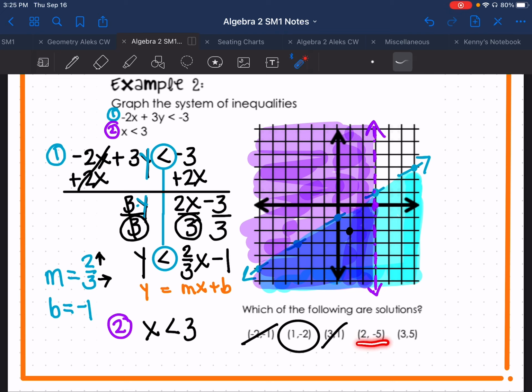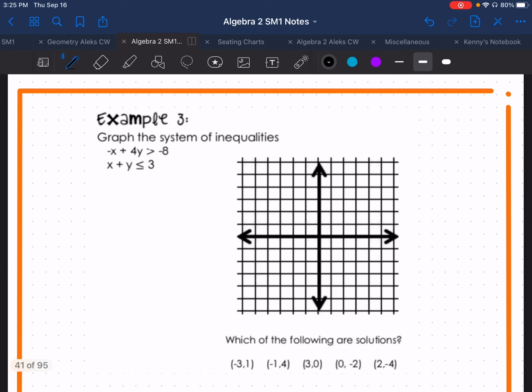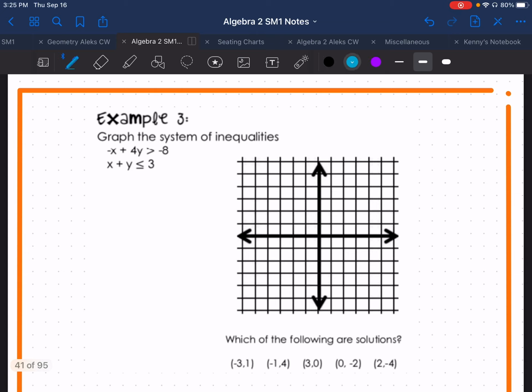Let's take a look at the next one. 2, -5. 1, 2, 1, 2, 3, 4, 5. Yes, it's in the dark blue spot. That is a solution. And our last one, +3, +5, 1, 2, 3, 1, 2, 3, 4, 5. No, it's only in the purple, and no, it's on the dotted line. So that is a big no as well. All right, let's go ahead and check another one. The more practice we get, the better we'll be at going ahead and graphing these by hand.